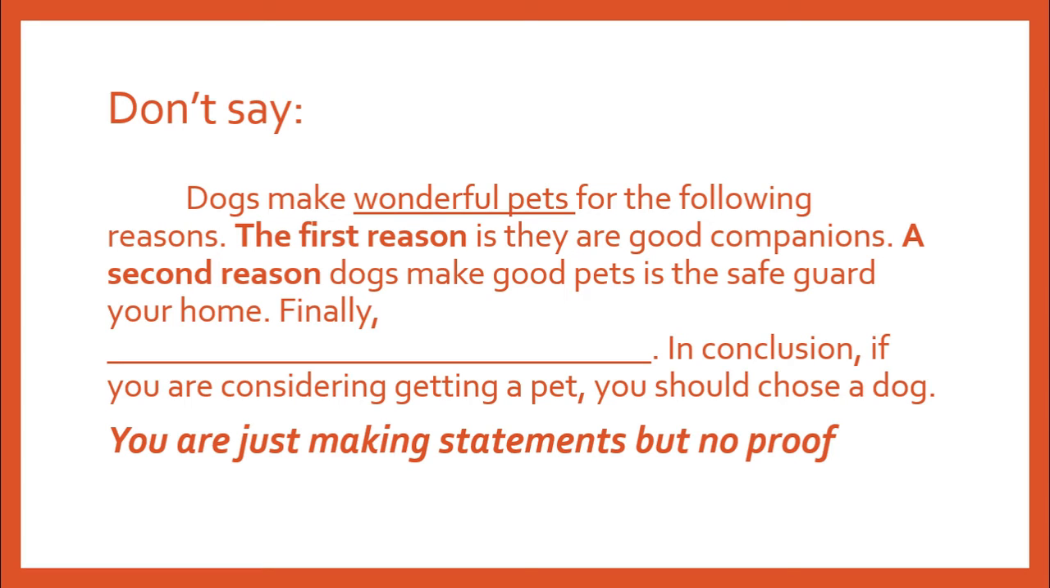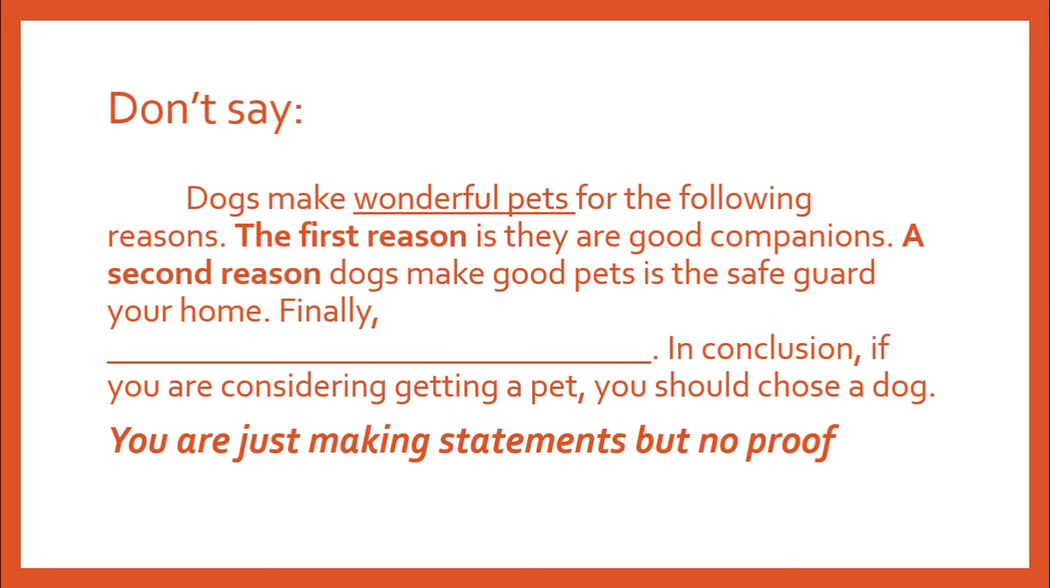This is a much worse paragraph because you're just making statements, but you're not giving any proof or evidence or giving any examples to show your reader that dogs are good pets. You're just telling them that dogs are good pets. And so if you're going to recommend that somebody gets a dog for a pet, it would be helpful if you had reasons and then proof that supports the reasons you're giving. And so this paragraph doesn't have any detail sentences at all.